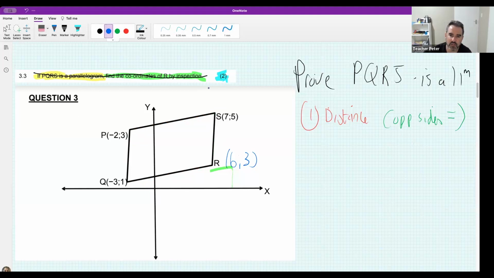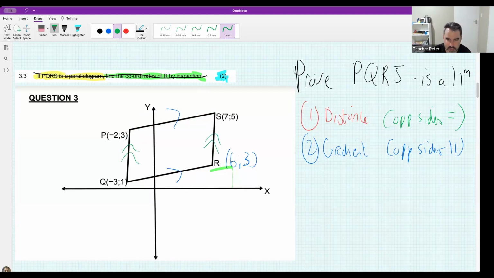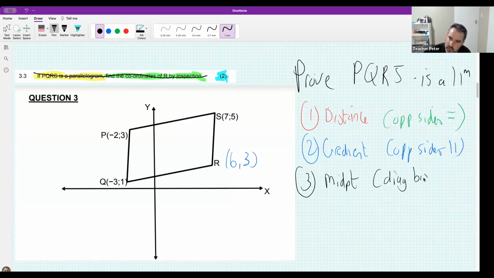Then the other way to show something is a parallelogram is that the opposite sides are parallel, and that would use the gradient formula. So you would show that gradient is the same as that, and that gradient is the same as that. And that wouldn't take too long, but it would still take a while. The quickest way to show something is a parallelogram is to use the midpoint formula and show that the diagonals bisect each other. And the way you'll see this is if both diagonals have common midpoints.